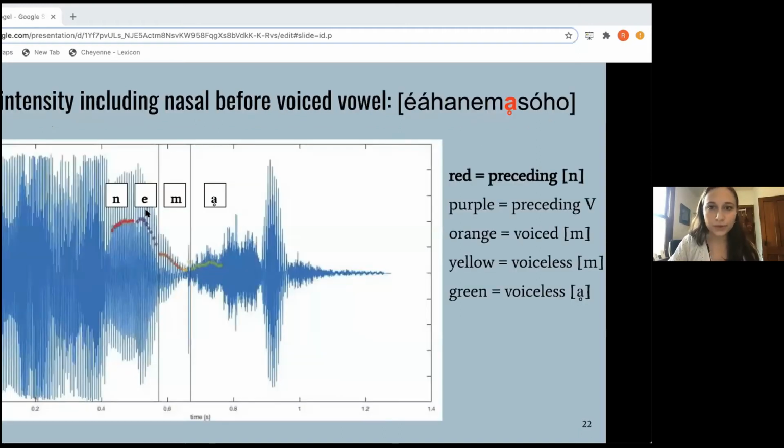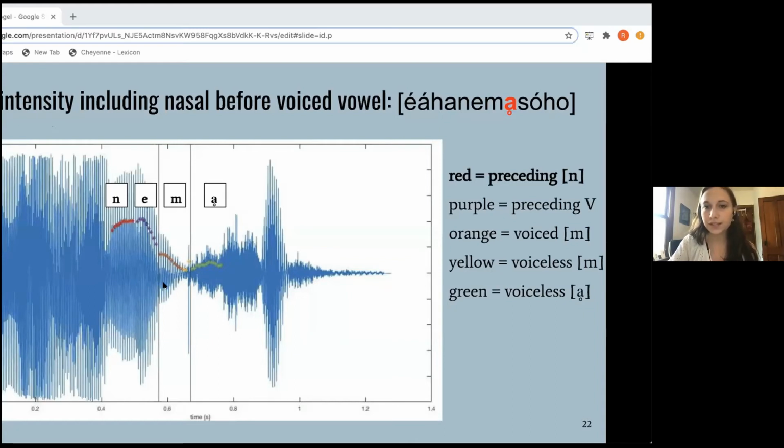So to evaluate this alternative, we have the same plot from before, but with RMS intensity also plotted for the N before the voiced vowel in the preceding syllable. That's shown in red here. And you can see that while intensity does change a bit during this onset, it remains substantially higher than the intensity during the nasal preceding the voiceless vowel. That's the orange and yellow over here.